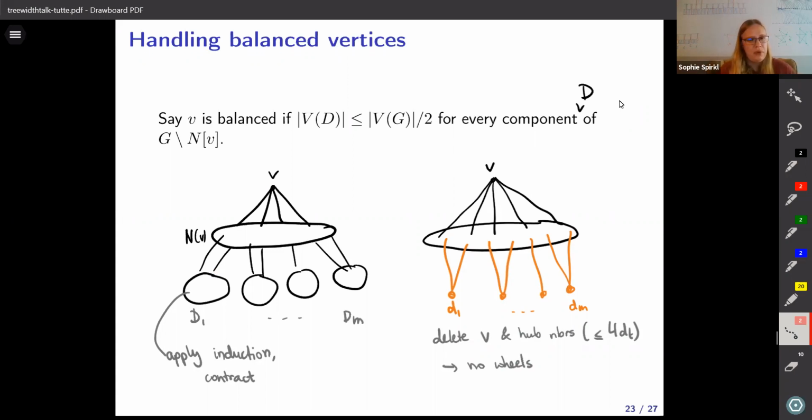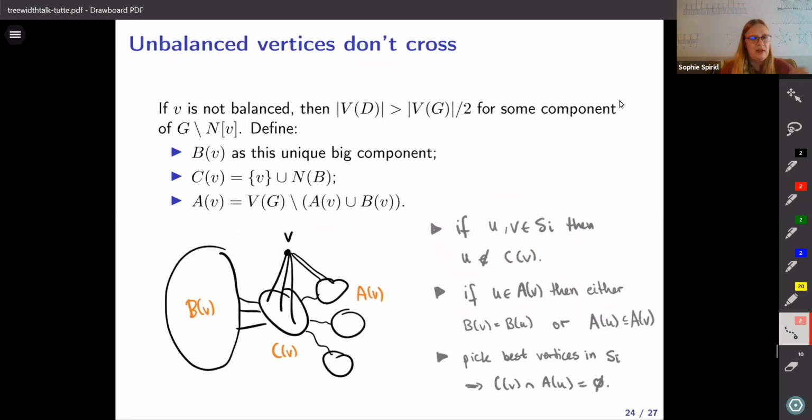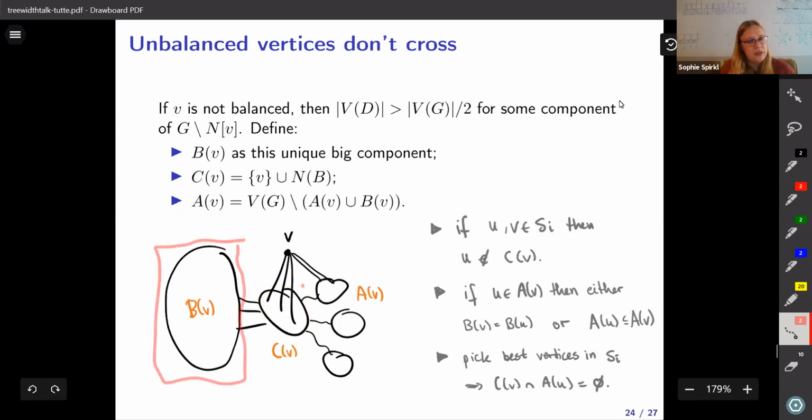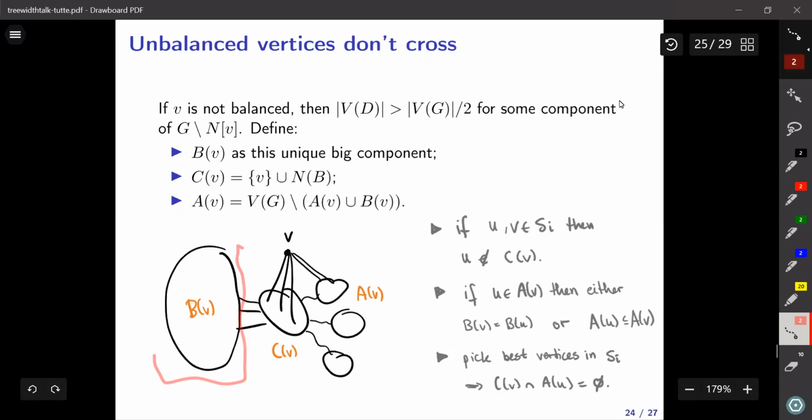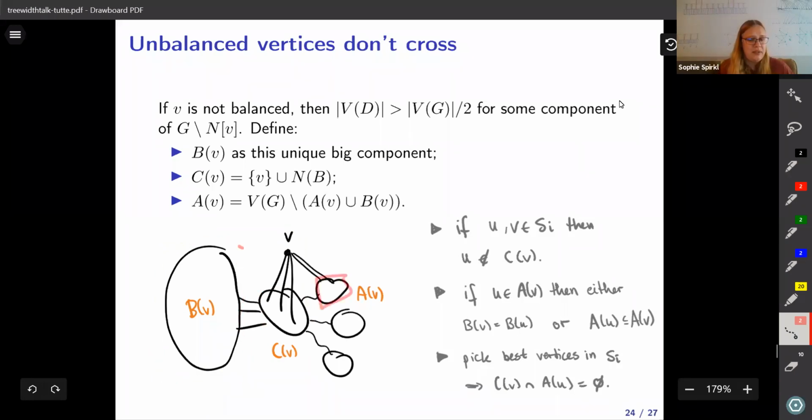The more interesting case is when a vertex only cuts off a little bit. And again, don't look at the words, look at the picture. If we have a vertex V and delete its neighbors, and there's a huge component that still contains more than half of the graph, then all the other components are kind of little. And so what we need to decompose now is the big thing. The little ones, induction will handle them. They're fine, we don't need to worry.